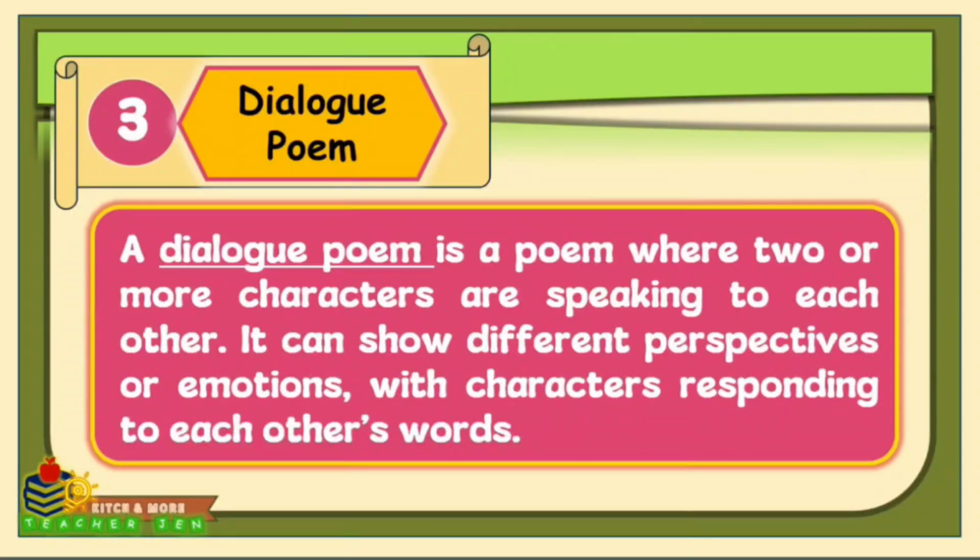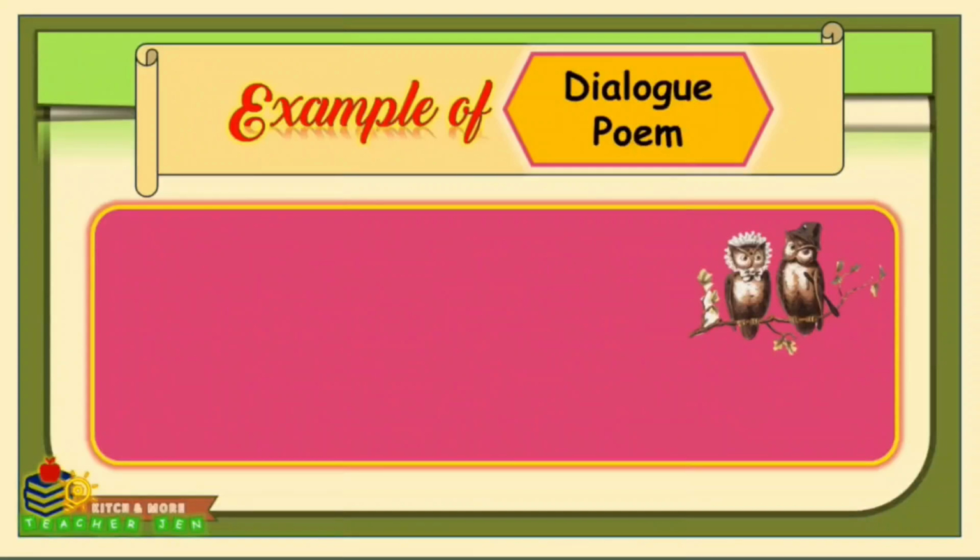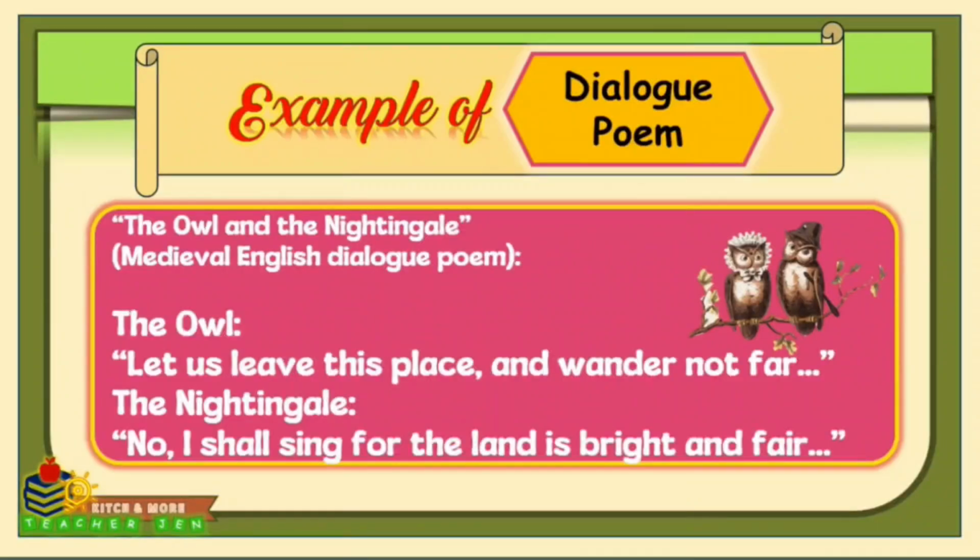For example, The Owl and the Nightingale. The owl says, "Let us leave this place and wander not far." And the nightingale, "No, I shall sing, for the land is bright and fair." In The Owl and the Nightingale, the owl and the nightingale are having a discussion about their different lives. They each express their views about the world, and the poem shows us their different personalities. It's almost like a short play where characters debate, argue, or share opinions in a poetic style.